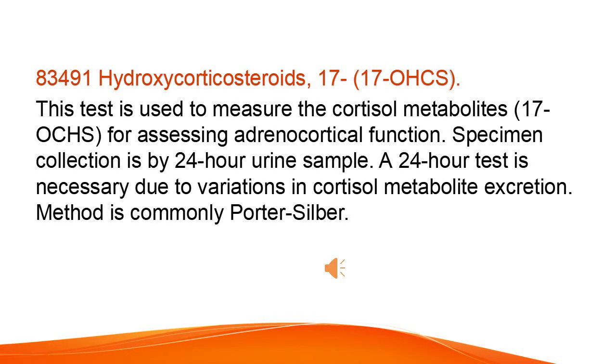Hydroxycorticosteroids, 17-OHCS. This test is used to measure the cortisol metabolites, 17-OHCS, for assessing adrenocortical function. Specimen collection is by 24-hour urine sample. A 24-hour test is necessary due to variations in cortisol metabolite excretion. Method is commonly Porter-Silber.